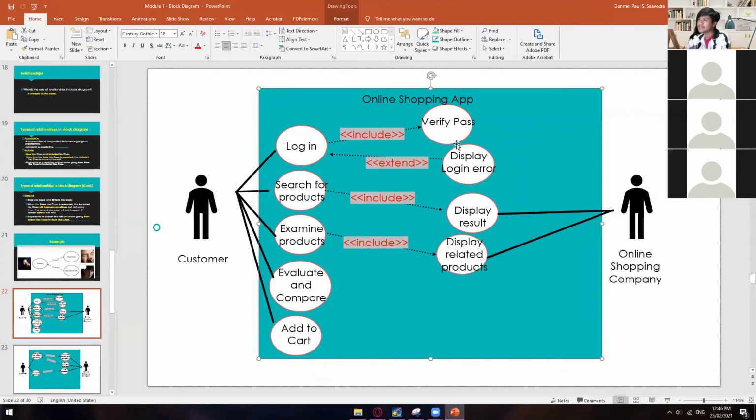So it leaves the part that's already programmed, where if the answer is wrong, I mean the password is wrong, then it will display login error. So our online shopping company has nothing to do with these actions or functionalities. The only thing that he can do is give feedback or give his thoughts on one. So this one is being managed by the online shopping company.